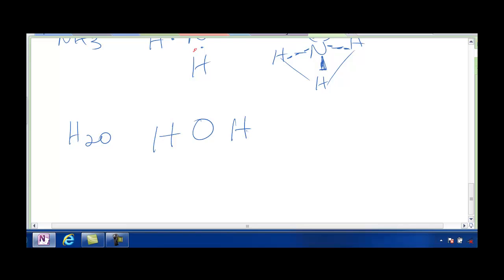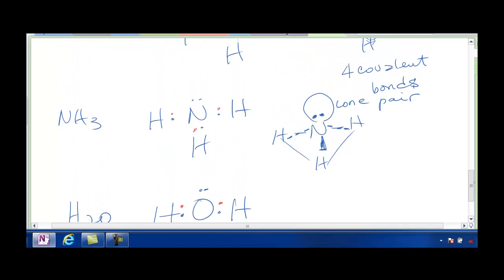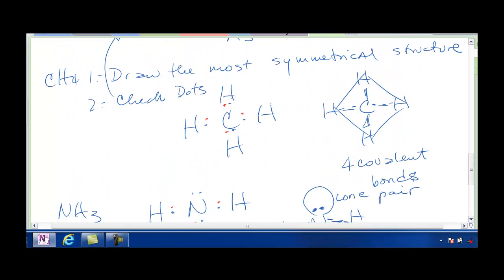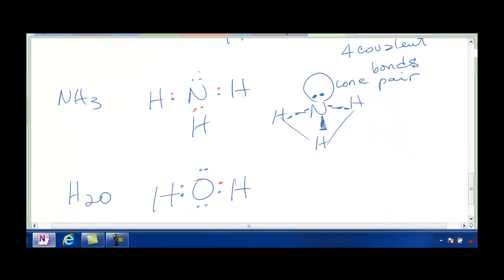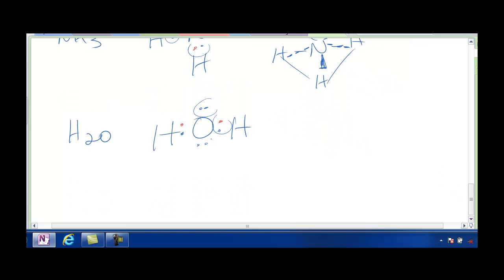Hydrogen has how many dots? 1, so we always start with hydrogen. Always. If hydrogen's in the picture, start with it. Share it, the one and only electron it brings. And oxygen continues. It has 6. 1 for this hydrogen, 2, 3, 4, 5, 6. So in all of these, we have achieved an octet. Carbon has 2, 4, 6, 8. Nitrogen has 2, 4, 6, 8. Oxygen has 2, 4, 6, 8.